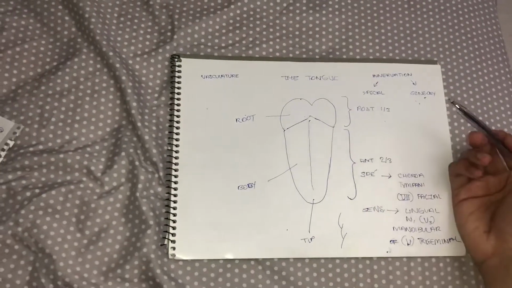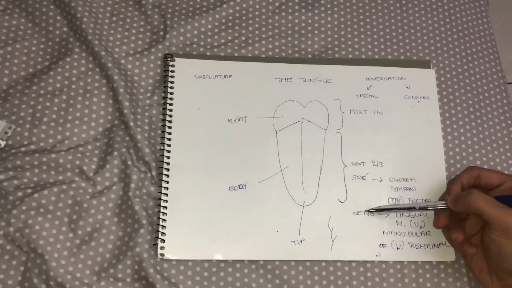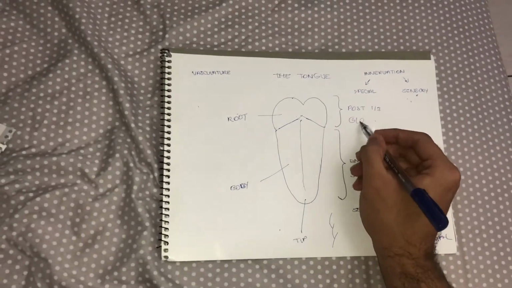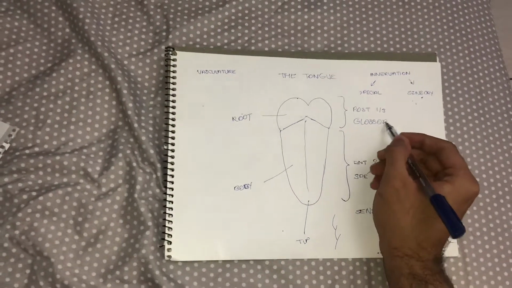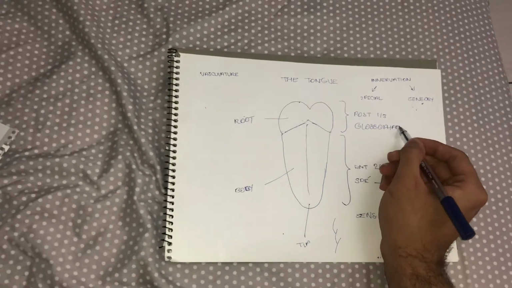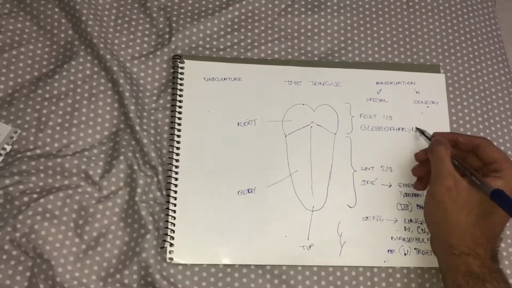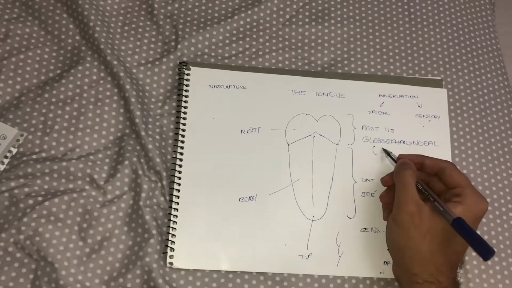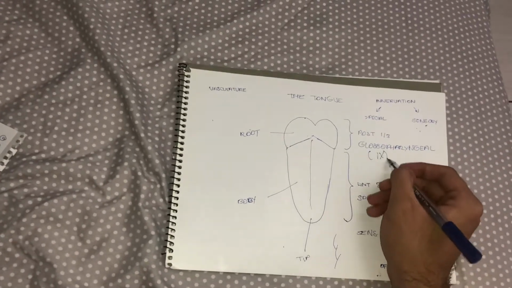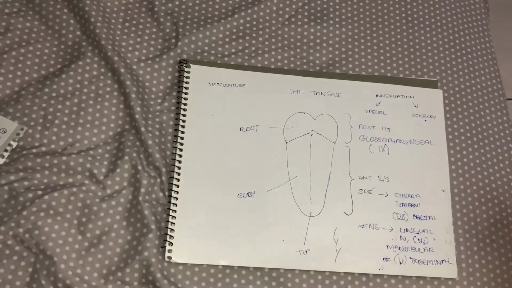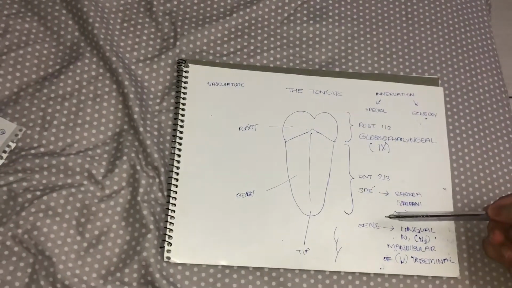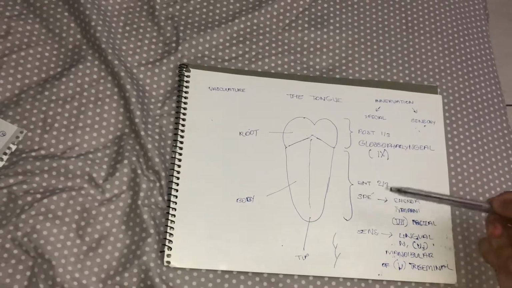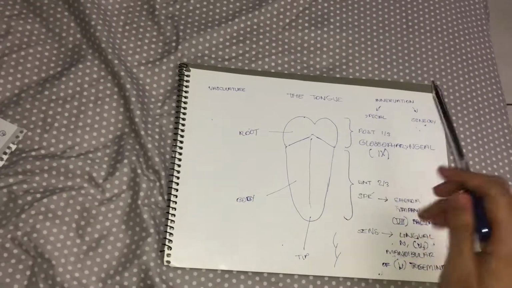For the posterior, it's really easy because the special and the sensory are both innervated by the same nerve, which is the glossopharyngeal. And if you already know, the glossopharyngeal is the 9th cranial nerve. So 9 is written as IX. That basically covers everything you need to know for the sensory and special supply of the tongue.